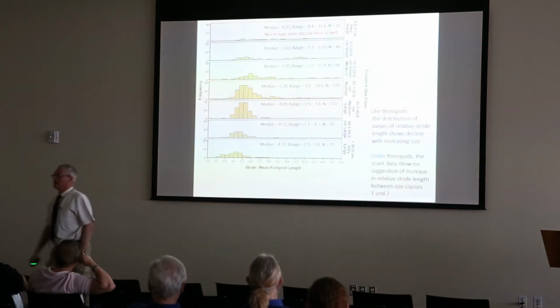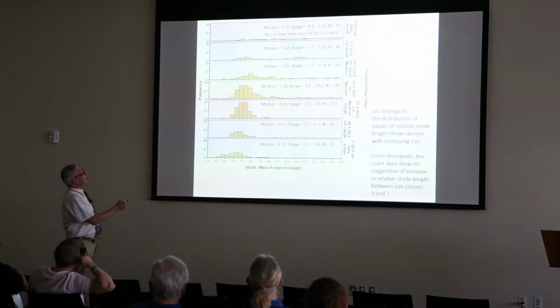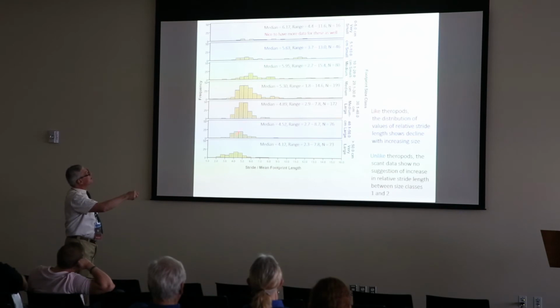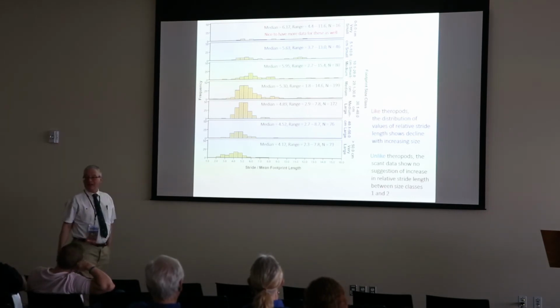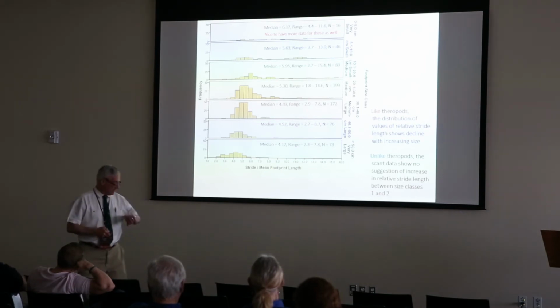I also broke down the data in terms of size frequency distributions, as we have here. We don't have a whole lot of trackways for the really little guys, but sort of like theropods, the distribution of values shows that there seems to be a decrease in size, although we don't have that slight increase between the smallest and the next largest size class. But otherwise, the big guys seem to be taking relatively shorter steps than the little guys.